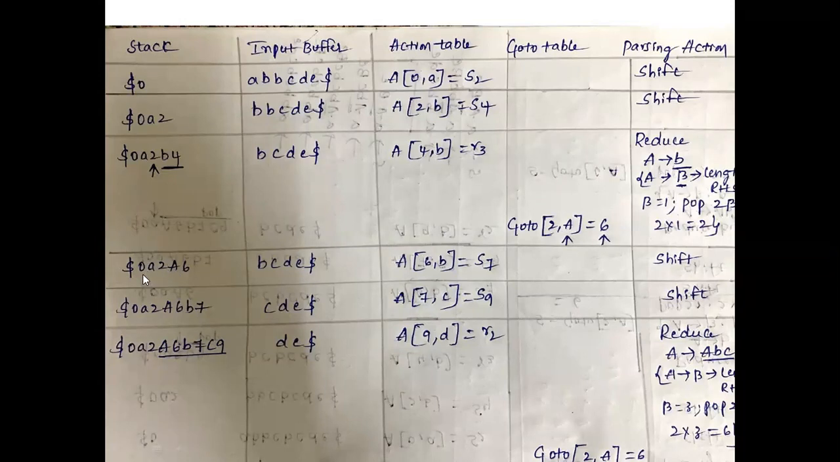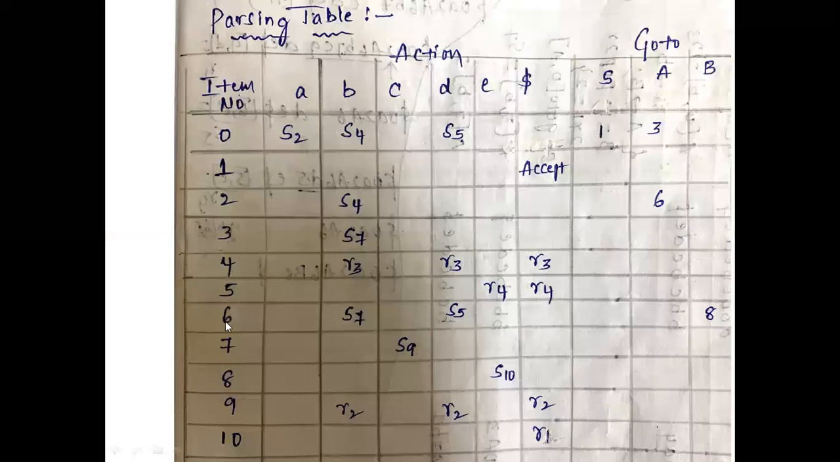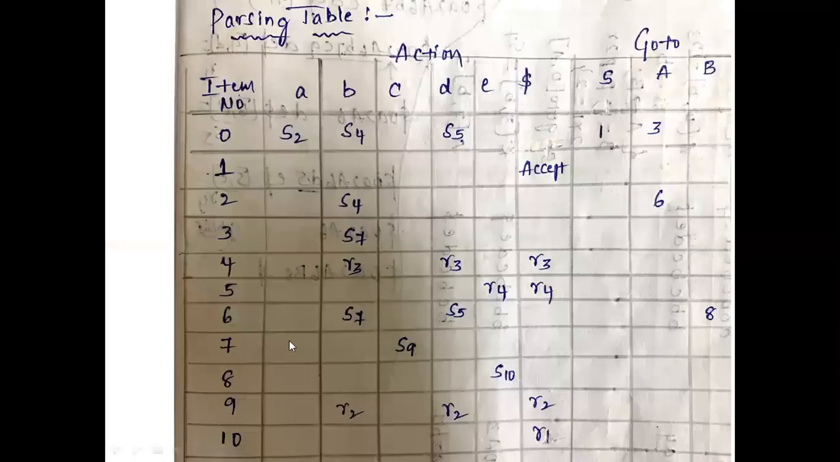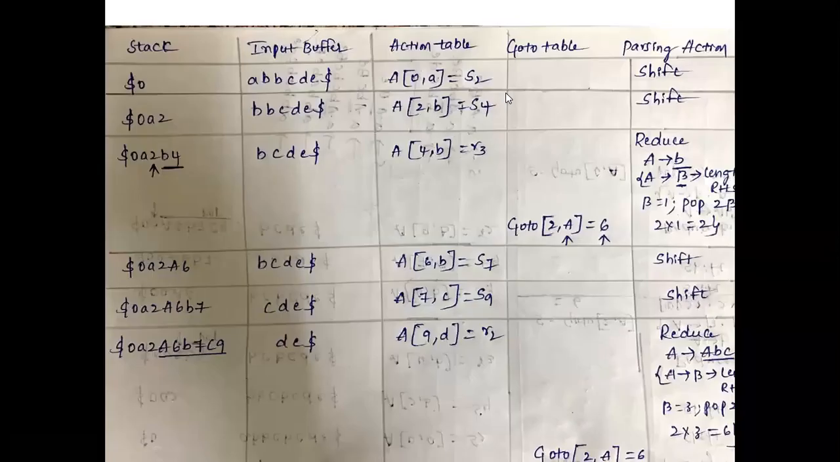Now the stack consists of 0, A, 2, A6. Now I am performing action of 6, B. From the table, action of 6, B is S7. That means we need to perform the shift operation. I am shifting this B along with this 7, and the input buffer consists of C, D, E, dollar. Now action of 7 with C is S9, so again we shift, shifting this C along with this 9.